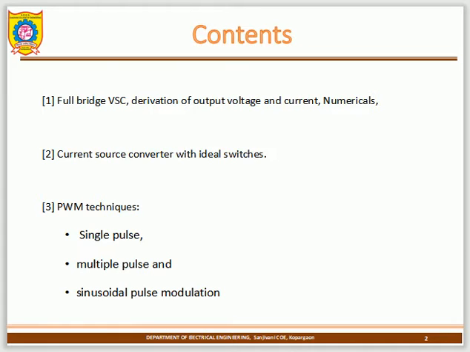Unit 5, single phase inverter. The single phase inverter is also classified into two types: one is a voltage source inverter, the second one is a current source inverter. Then the third topic given is PWM technique. So single pulse, multiple pulse, or sinusoidal pulse width modulation. What is the purpose of PWM? It's nothing but a controlling technique.